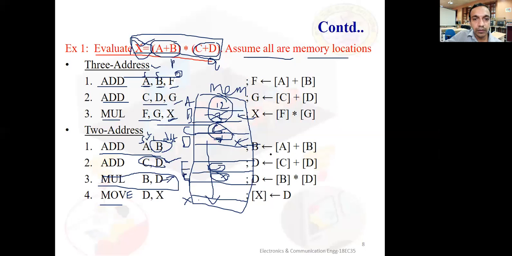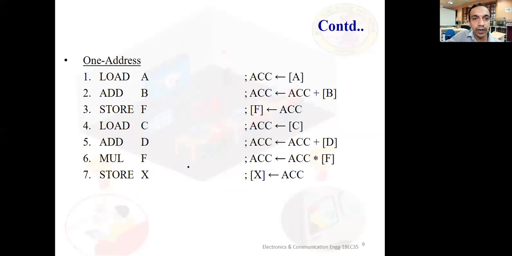Okay. So let us come to 1 address format. As we said, with 1 address, we are a little handicapped because only 1 operand we can mention in the instruction. The other operand is assumed to be an accumulator. So you can use only load and store instructions. You cannot use move, etc., for data transfer. Okay. So load A, add B, store F.